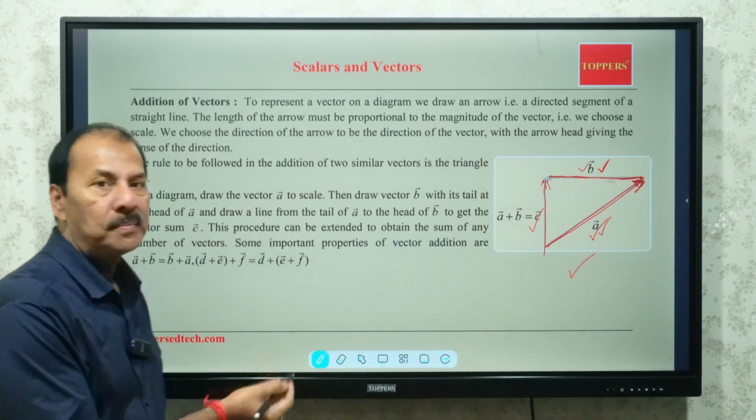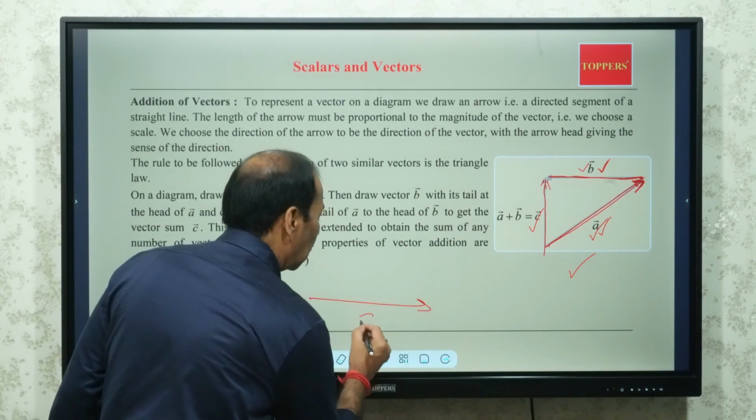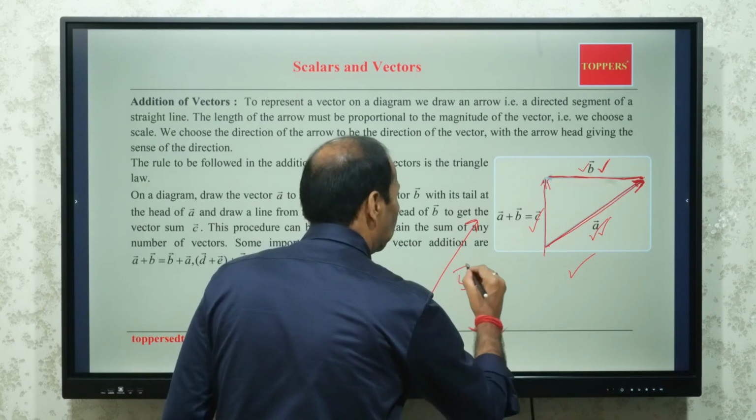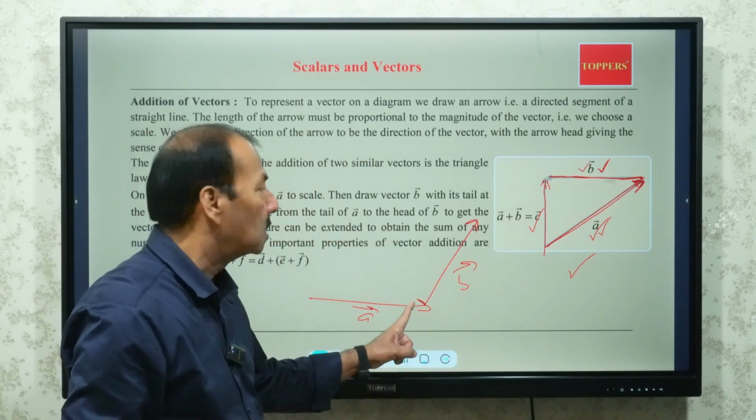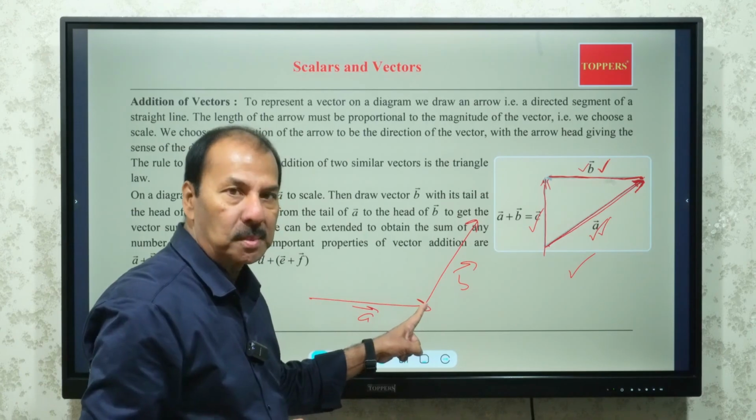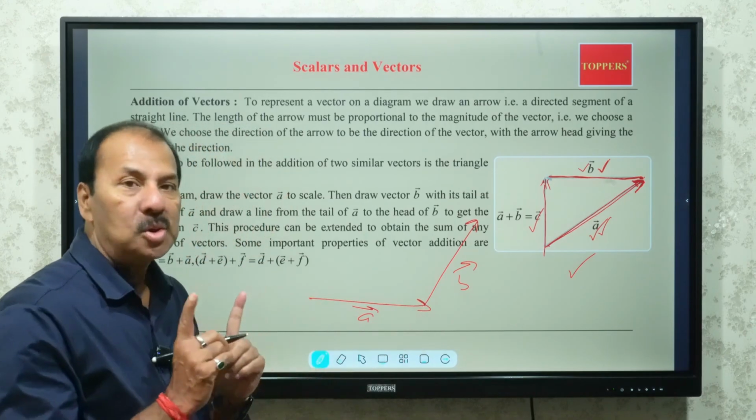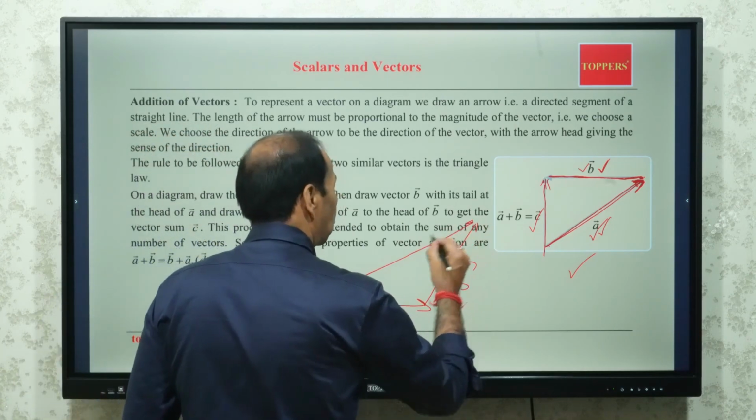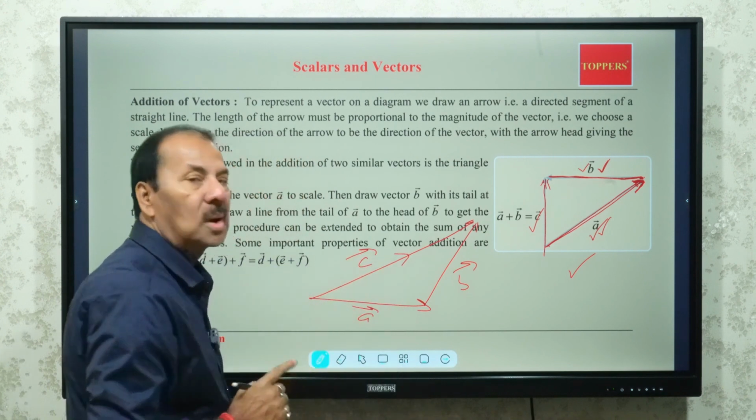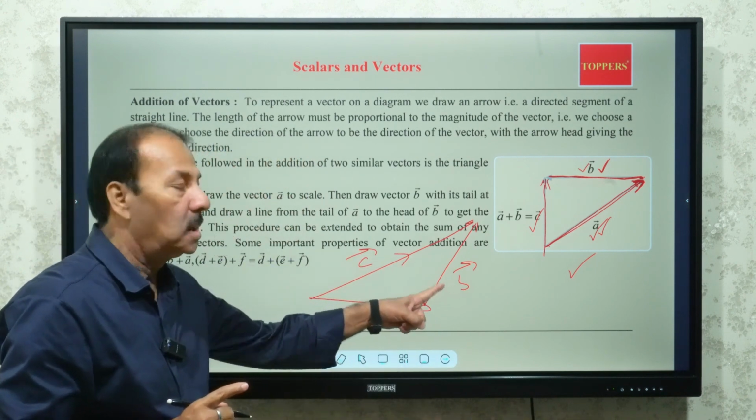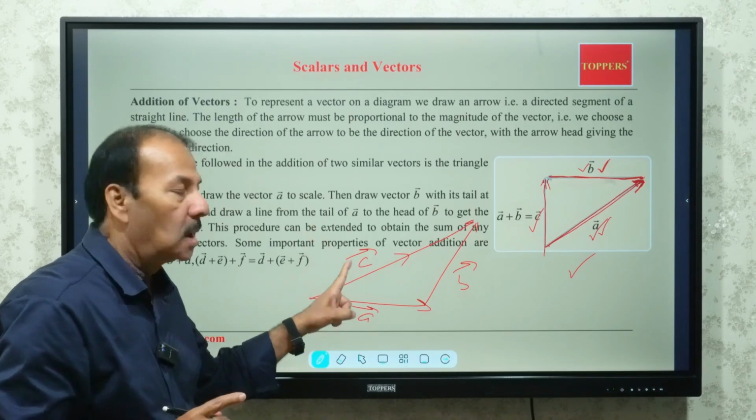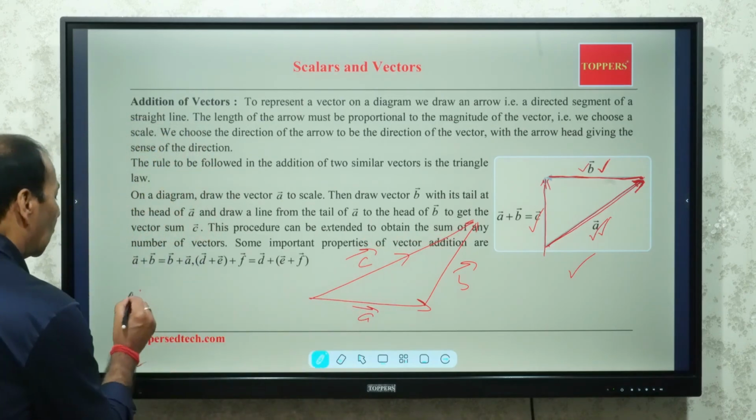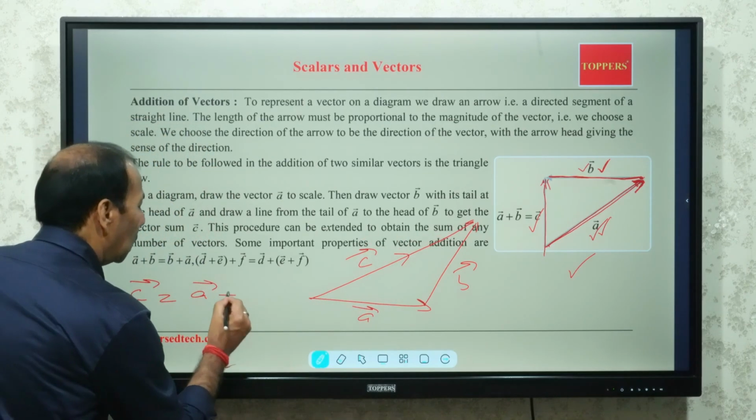I will elaborate it further. Let us say you have this first vector A, and the second vector is B. The head of the first vector is joined with the tail of the second vector. Then join the tail of the first vector with the head of the second vector. Suppose we get a third vector C after adding vectors A and B. This C is represented by joining the tail of the first with the head of the second. Then we say that vector C is equal to vector A plus vector B.